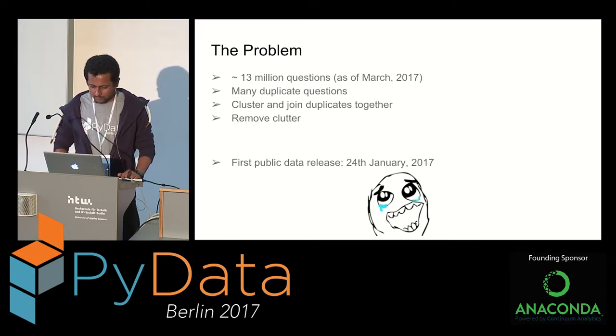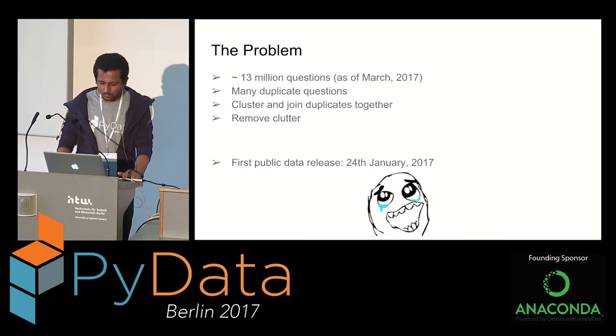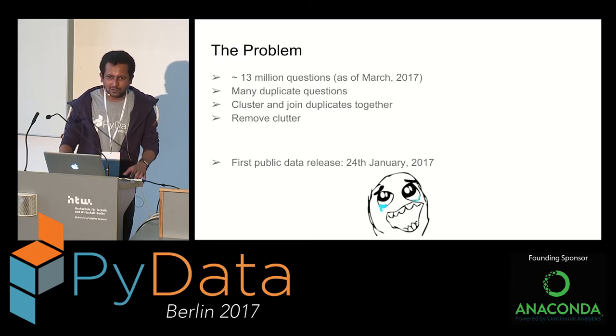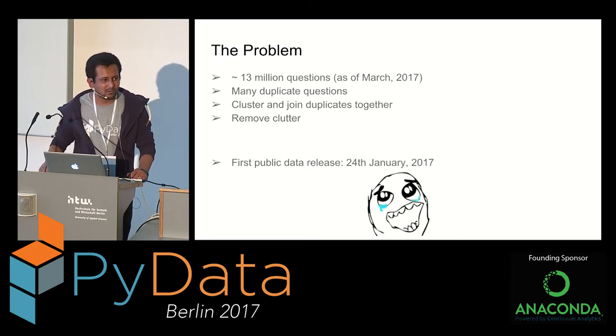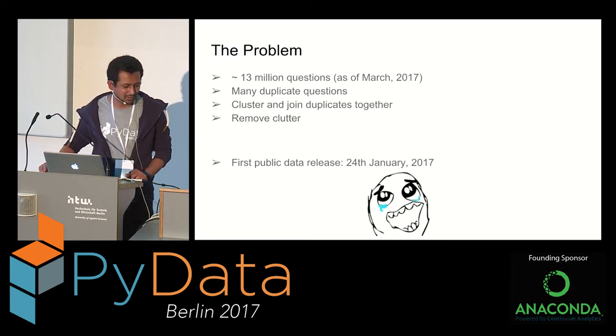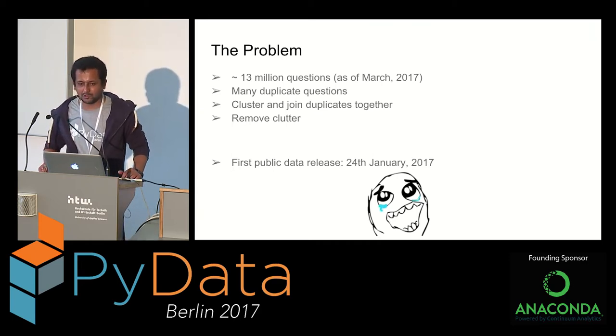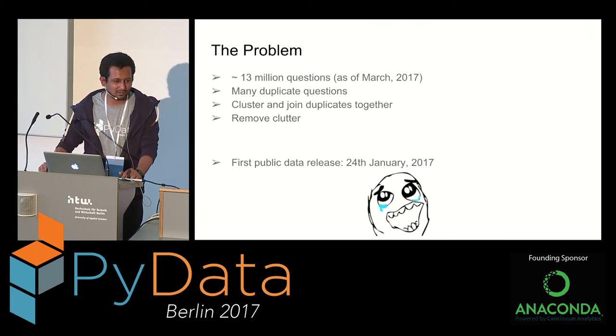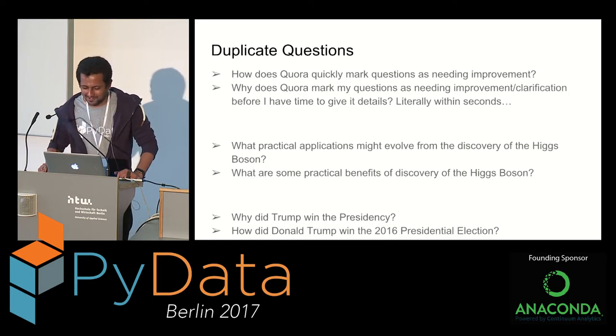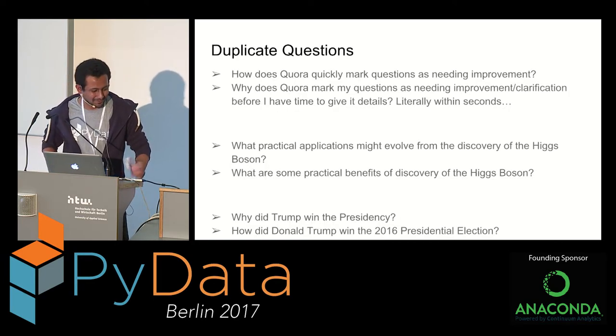In late January, Quora released its first public dataset, and I was very excited. I wanted to play with it. The data contained a set of duplicate and non-duplicate questions, and we can look at the data first. Have you seen this data, by the way? No?